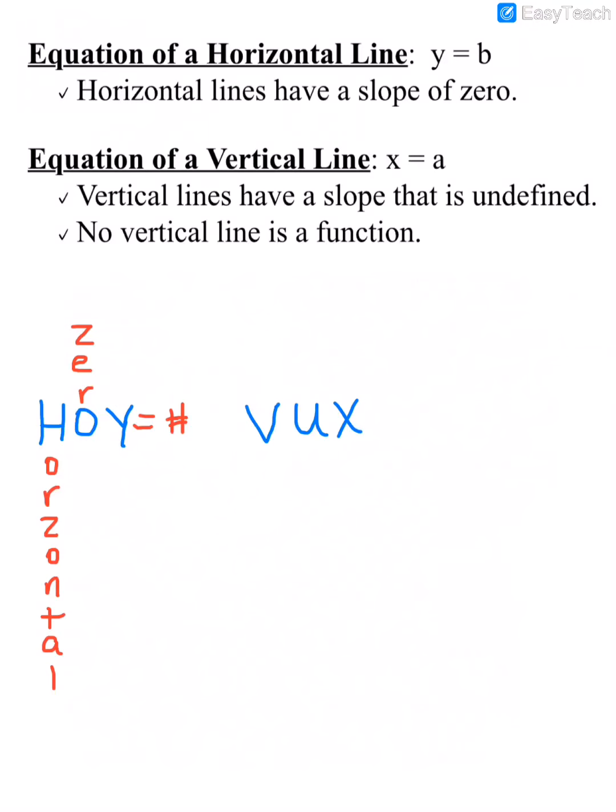VUX helps us to remember that vertical lines have a slope that is undefined, and all vertical lines have an equation of x equals some number. So if you can remember that acronym, that helps you to remember what types of lines have what types of slopes and what their equations look like.